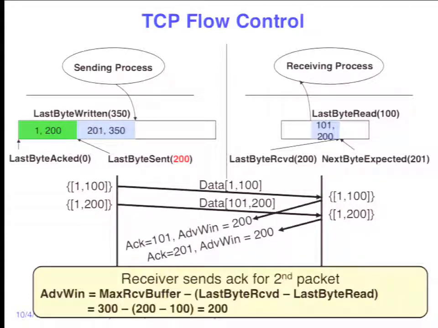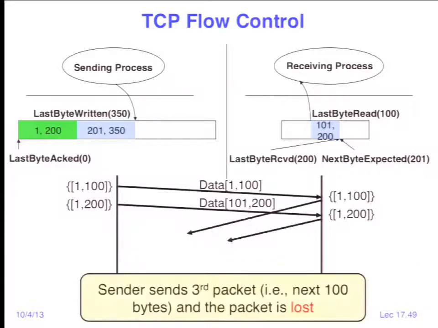So now we adjust our advertised window, right? Because the receiving process pulled out the first 100 bytes. And so our advertised window is still 200. Even though we've received 200 bytes, we only need enough space to store this 100, which has not been received by the receiving process yet. Okay, so on the other side, we can send our third packet, and it gets lost.